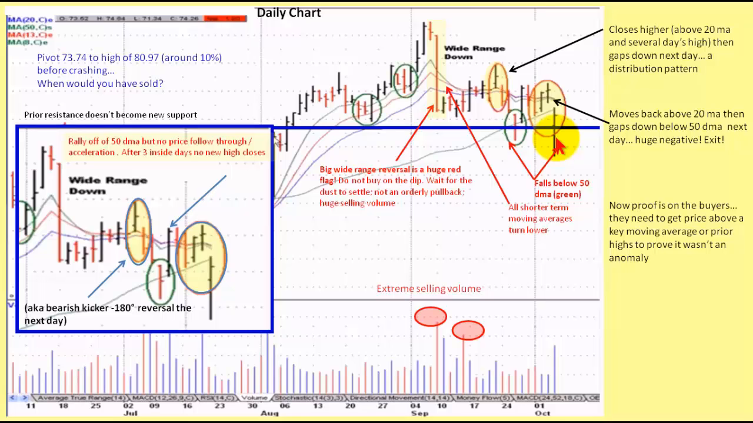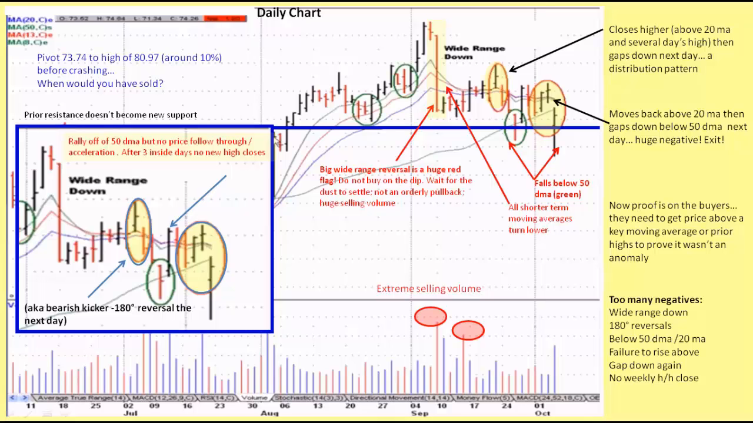They need to get that price back above that key moving average or to prior highs or to new highs to prove that this dip or this pullback wasn't an anomaly. So to answer that question, would you have sold? The answer is yes, because you had a wide range bar to the downside with huge volume. You had a 180-degree reversal off of new highs. Price fell below the 20-day and the 50-day moving average. It failed to rise back above either one.